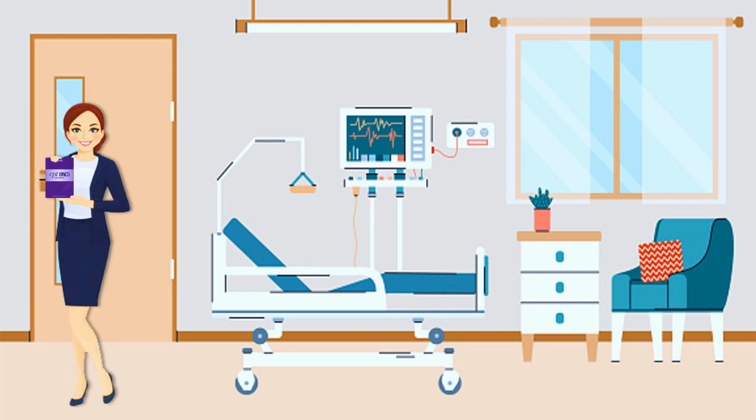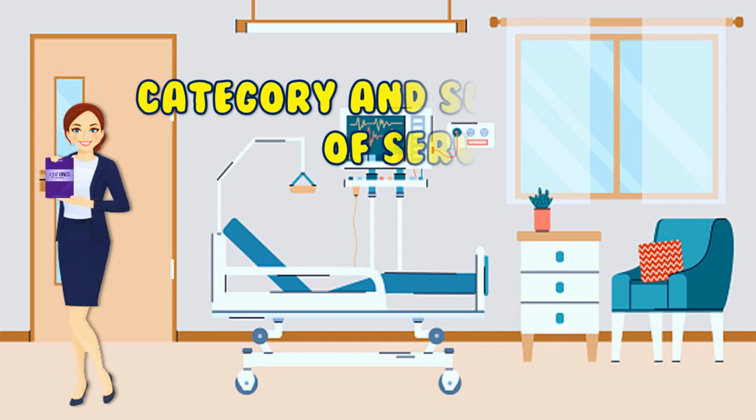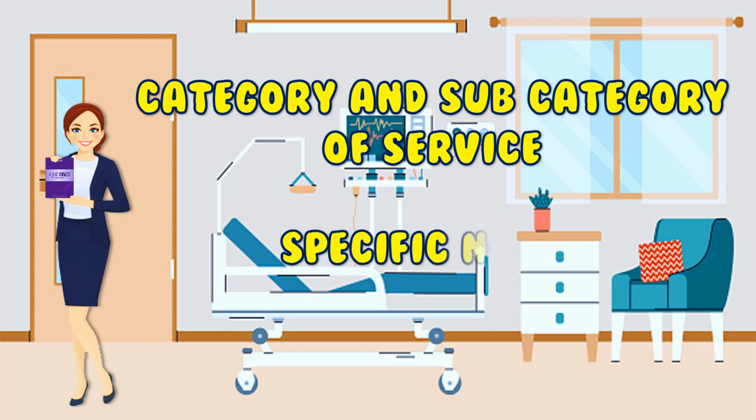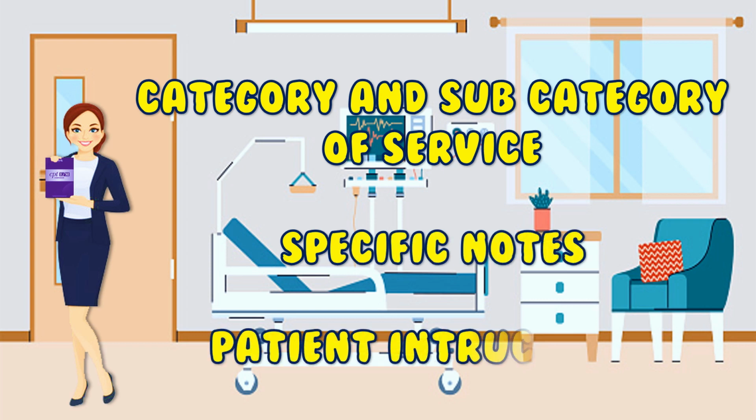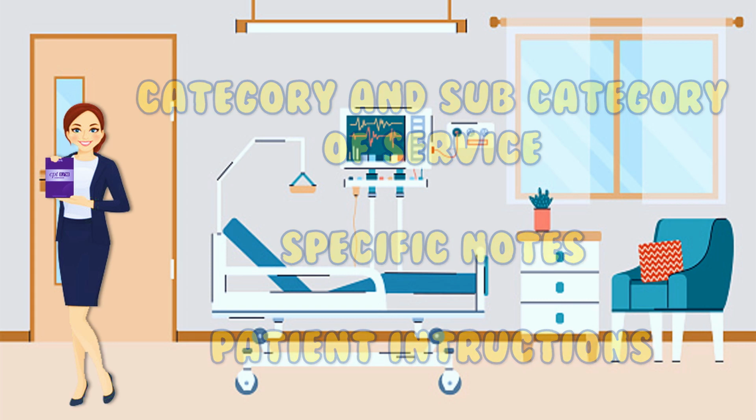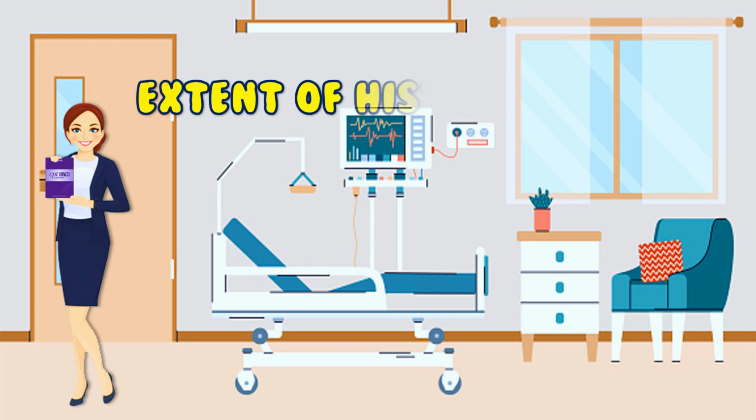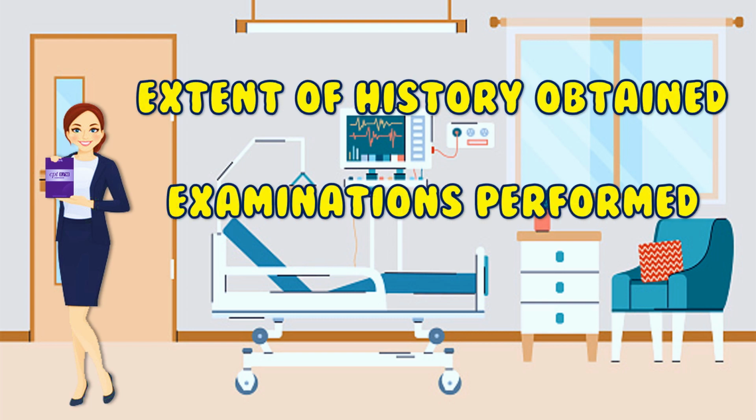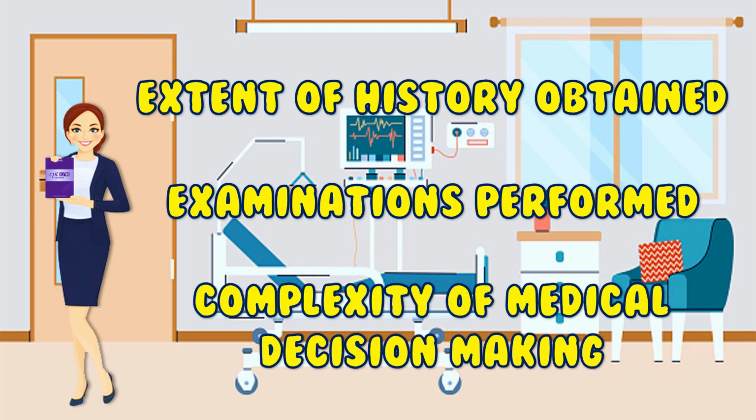The E&M service codes are selected based on the category and subcategory of service, specific notes, and patient instructions. The extent of history obtained, examinations performed, and complexity of medical decision-making are also considered to determine the appropriate level of service codes. The notion of time is a separate contributing factor along with face-to-face time and unit floor time, which we will cover in our next video.